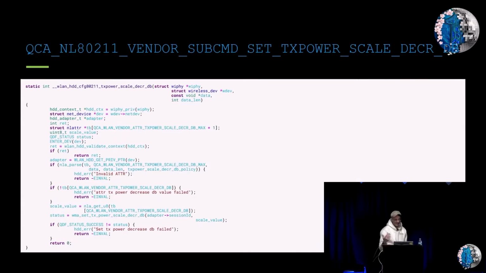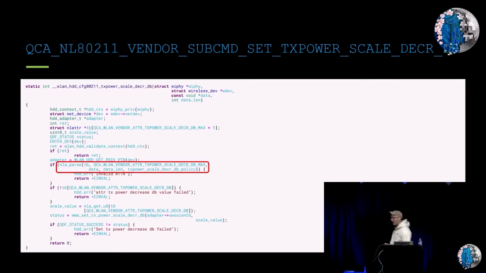It's this set TX power scale decrement dB. No idea what that actually does. But for us, all we really care about is that the last two parameters are the nested attribute buffer that we sent in. So if you're doing static analysis or code review, you start here, and you know those values are tainted. You control every part of that buffer. From here on out is what you need to review.